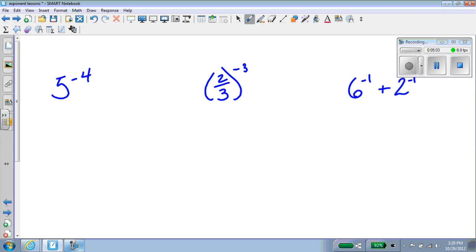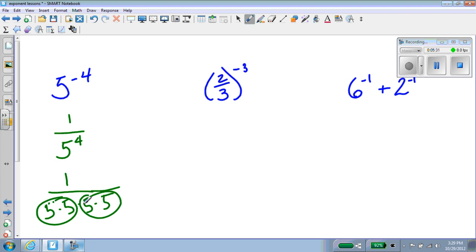Okay, so let's evaluate some problems. So we have 5 to the negative 4th, which would be 1 over 5 to the 4th power, which, believe it or not, your text thinks you know. 5 times 5 times 5 times 5. Let's see. 5 times 5 is 25, and 5 times 5 is 25, and 25 times 25 is 625. So this is 1 over 625.